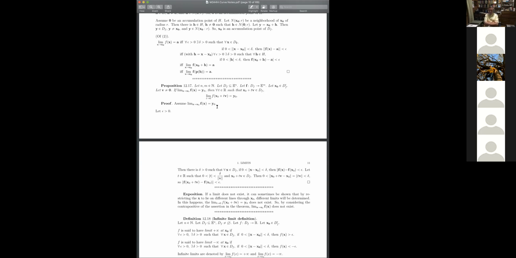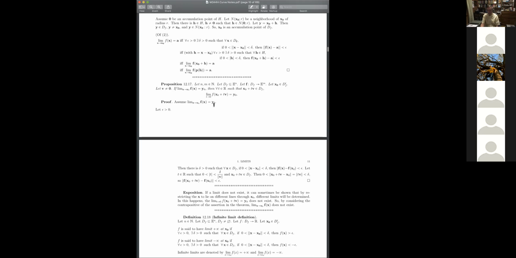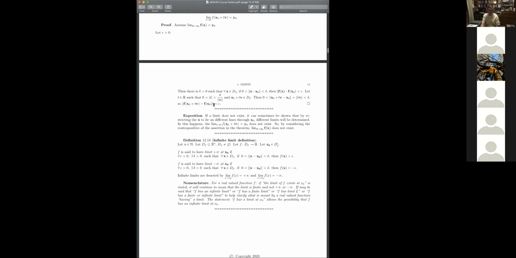We're going to talk about doing problems here about this, but this particular little proposition is trying to say, don't believe everything you see if you only approach on one line. You have to approach in every different direction to be able to talk about a limit. So that's what that is.